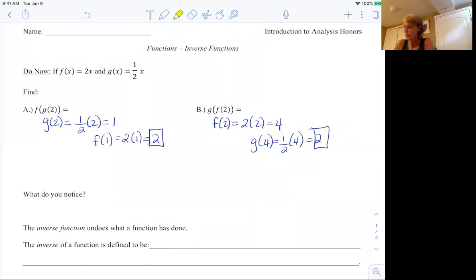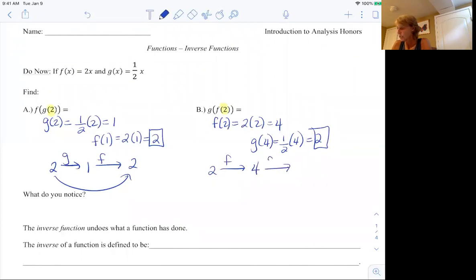So I start with my plug-in number, which is 2. I plug 2 into g, and I get 1. And I plug 1 into f, and I get back to 2. I plug 2 into f, and I get 4, and I plug it into g, and I'm back at 2.